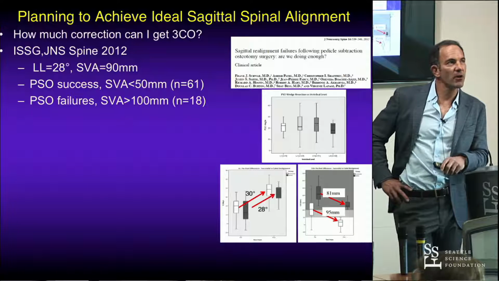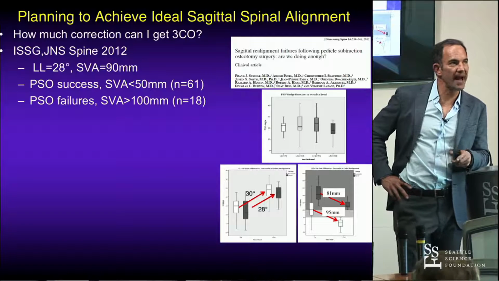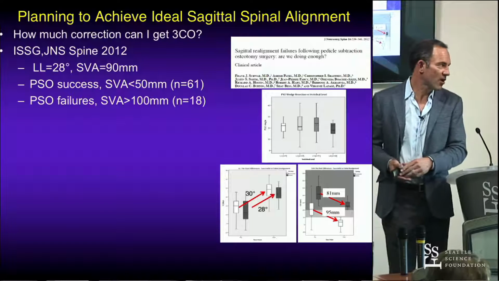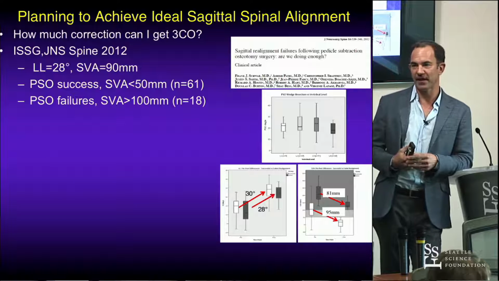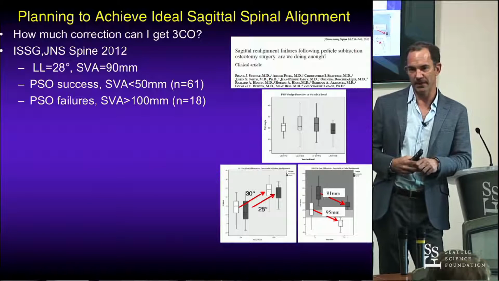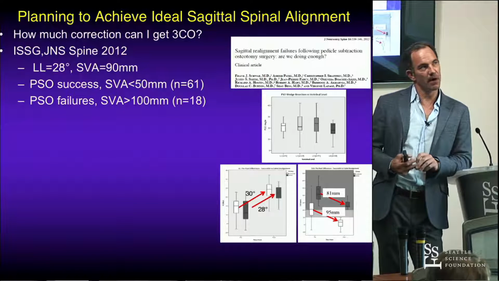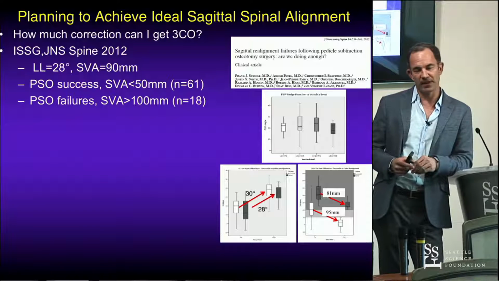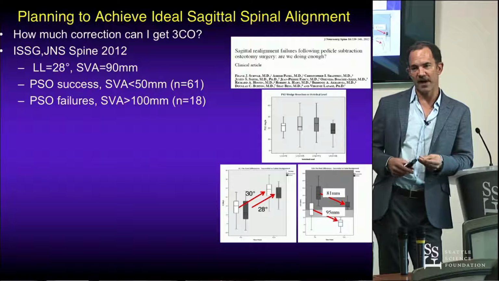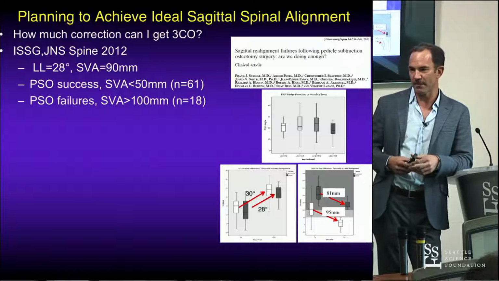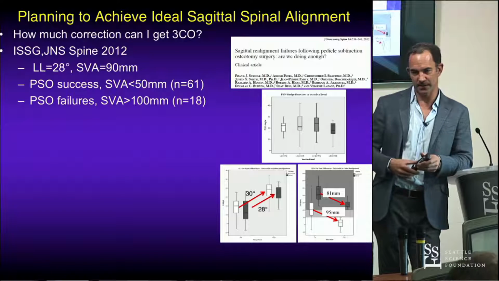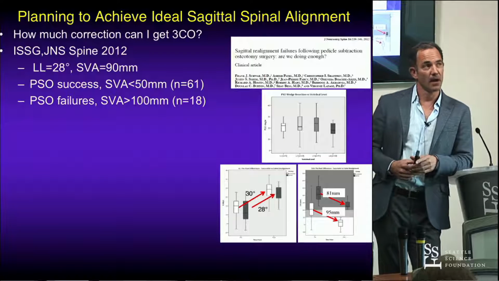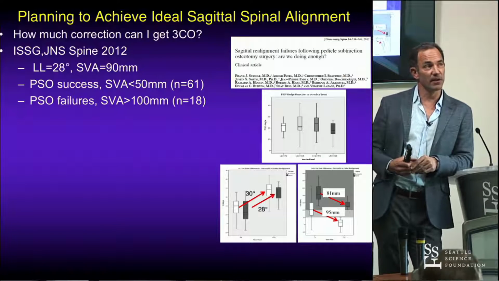Interesting. So we did the study back in 2012. I think one of the first things we wanted to look at is, okay, you've got to be honest in terms of how much correction you really think you're going to get with the 3-column osteotomy, right? And what we found is that you can get about 28 degrees of lumbar lordosis, plus or minus. This is probably some of the best folks. This is Manisha's cases, Wachi's cases, Larry's cases, Bob's cases. And you're going to get about 90 millimeters of SVA correction.